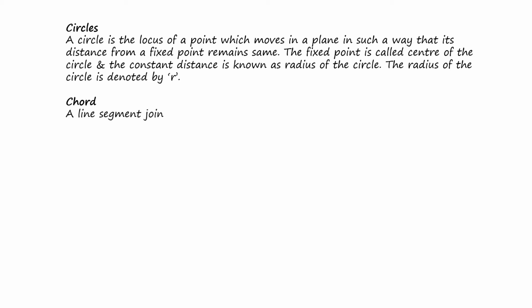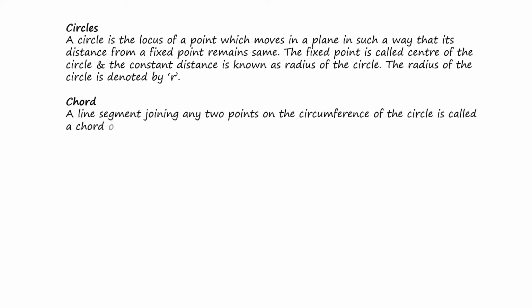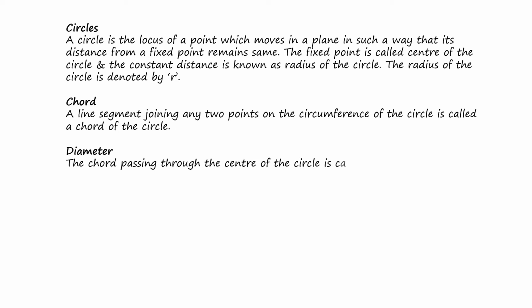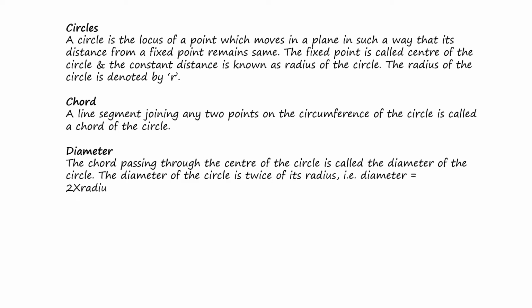Chord. A line segment joining any two points on the circumference of the circle is called a chord of the circle. Diameter. The chord passing through the center of the circle is called the diameter of the circle. The diameter of the circle is twice its radius. That means diameter equals 2 into radius, or it is written as 2r.